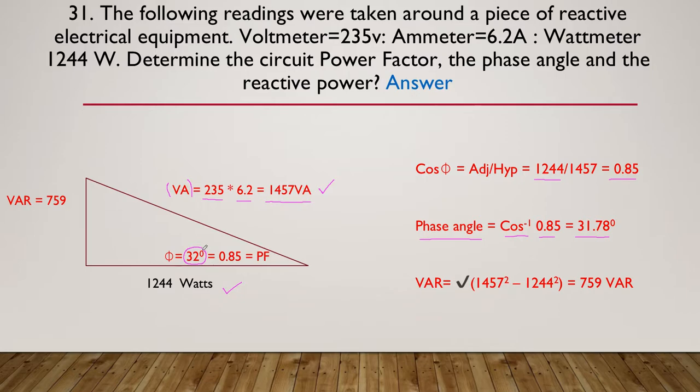And then finally we need to work out what the reactive component was. Remember they asked us for the reactive, the Q. So that's going to be the square root of 1,457 squared minus 1,244 squared, and that's going to give us 759 VAR.